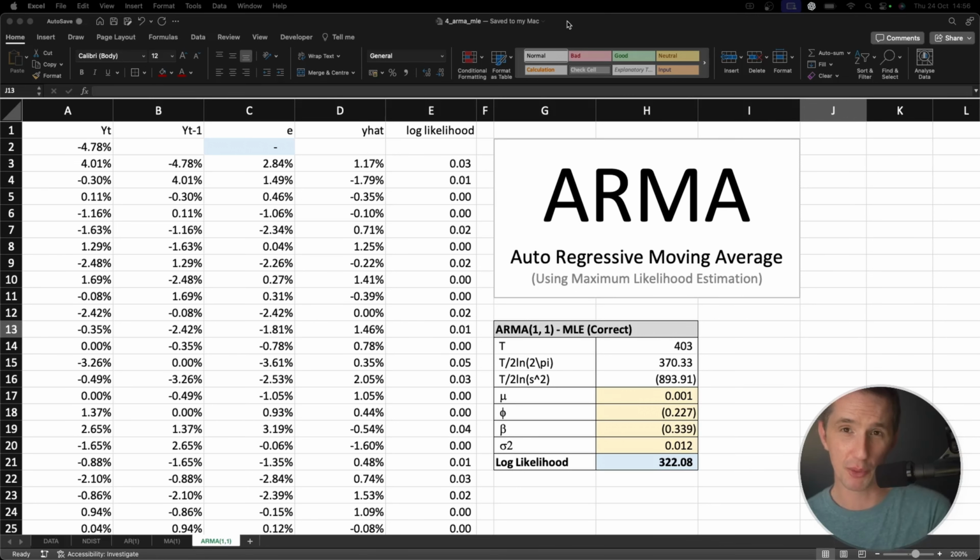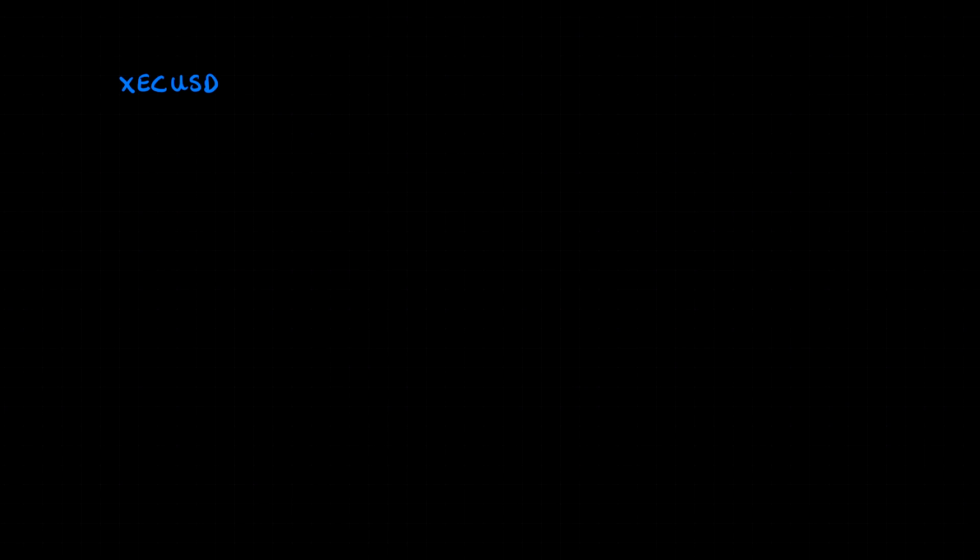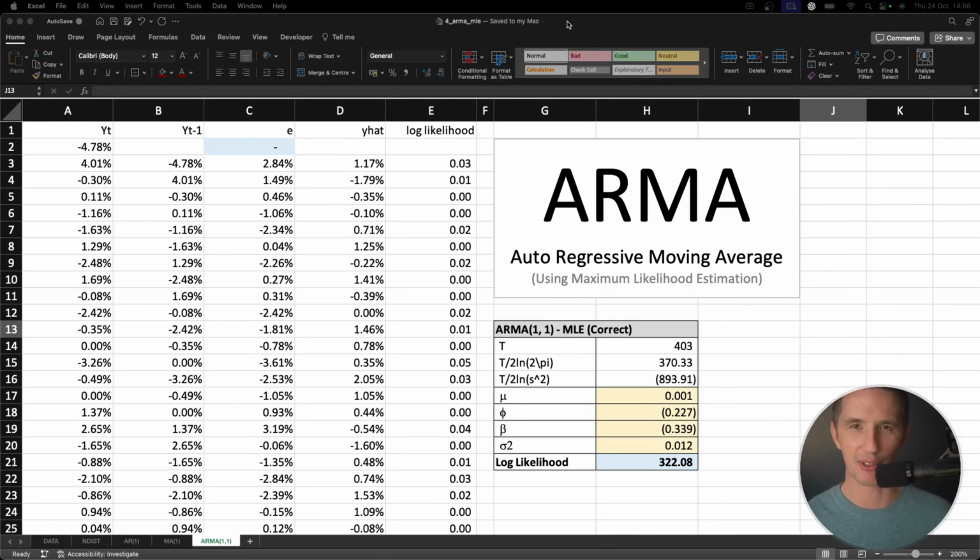Remember, if we wanted to model XEC USDT, we'll stick with that asset for now, and let's just call that X, just to save us writing that out too much in this video. We can say X sub t is equal to alpha plus some coefficient beta times the previous time step, so X sub t minus 1, plus some market random shock or error or residual, whatever you want to call it, which we'll give the name epsilon here, or the symbol epsilon sub t.